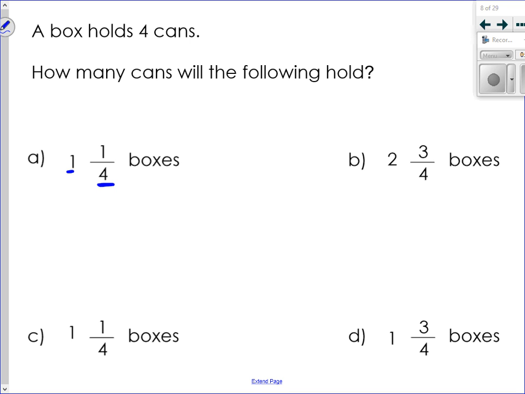So 1 more. So I've got 4 cans, a full box, plus I've got this 1 more. I've got 5 cans in all, don't I? Look at that. That is 4 times 1 plus 1 more. 4 times 1 is 4, plus 1 more. That's 5. 5 altogether.